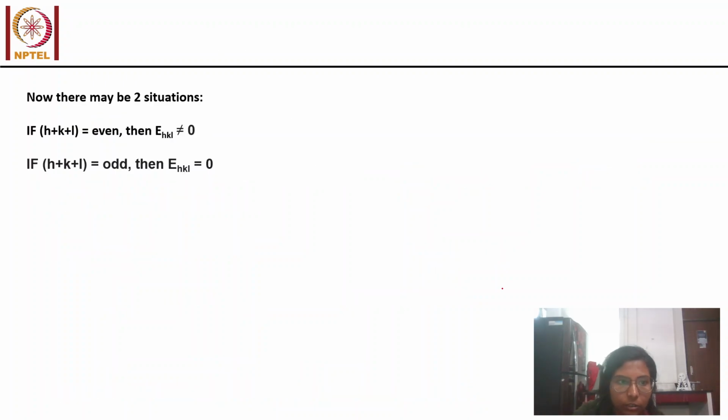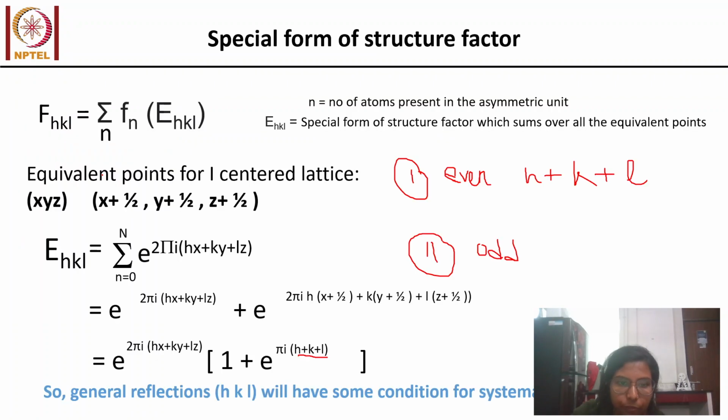So there can be two situations: h plus k plus l is even, or h plus k plus l is odd. Even means h plus k plus l is equal to 2n. If we write 2n pi, it is the same thing: e to the power i 2n pi. Again we can split it into sine and cosine terms.